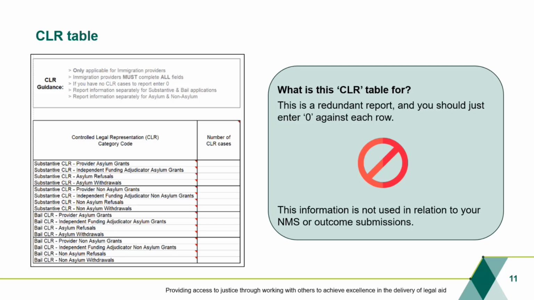You'll see when you come to report your NMS that there's a CLR table. This is essentially a redundant report that you no longer need to complete. You'll need to enter a 0 against each of the fields just to allow you to progress through the reporting, but there's no need to worry about recording any information here or what this may relate to. It is something we're looking to remove from reporting, but for the moment, you just need to enter zeros against each of the rows and then move on through your submission.